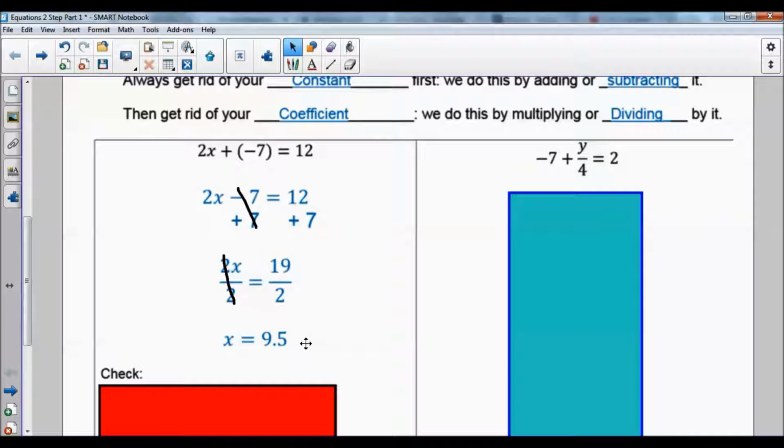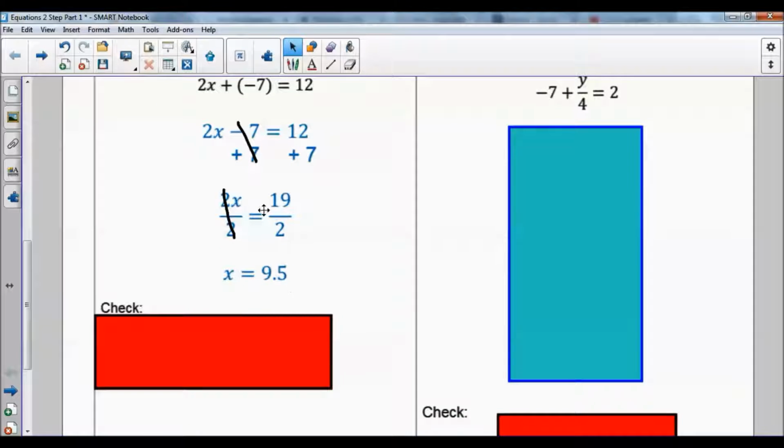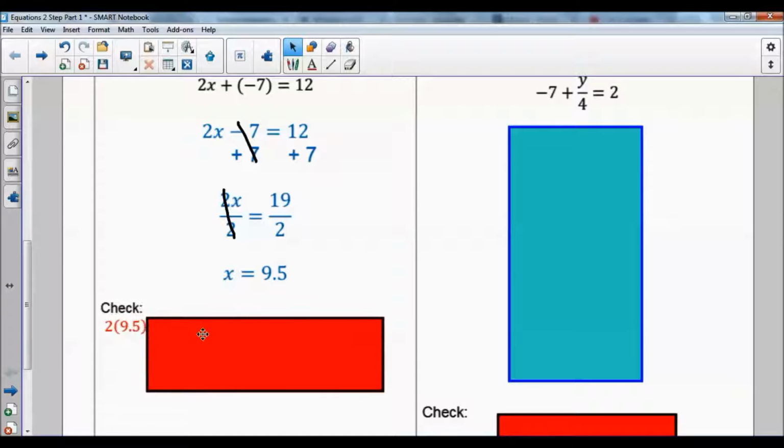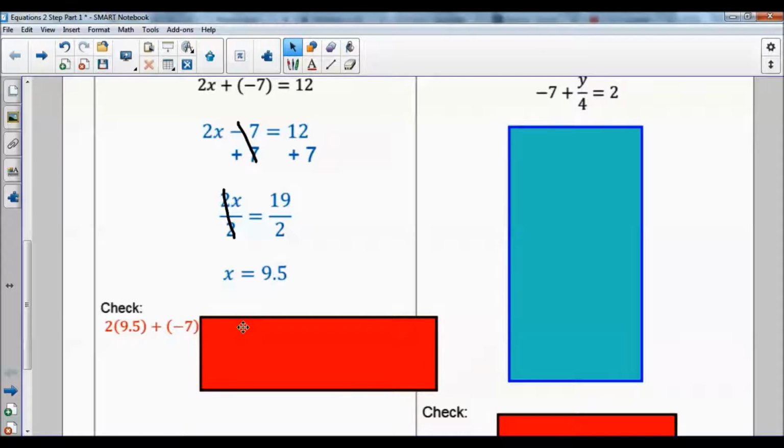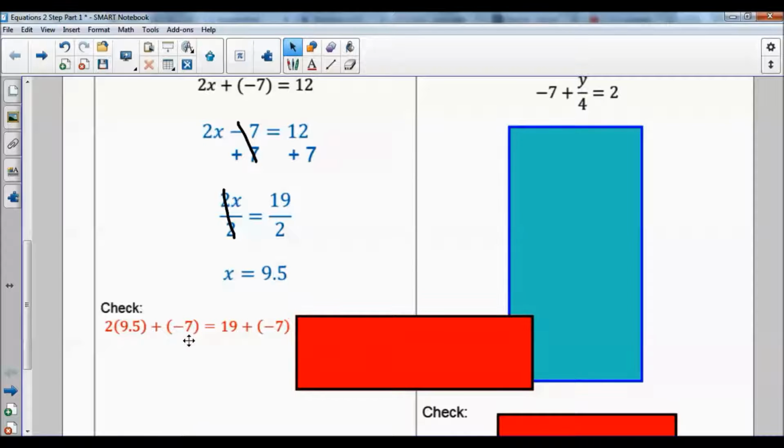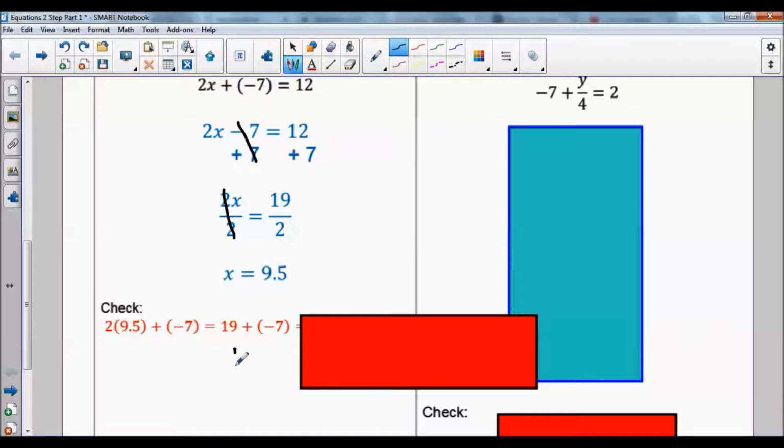Again, just like we did with one-step equations, we can check our answer. So let's look at our check. We're going to plug in 9.5 for x. So we'd have 2(9.5) plus -7. Using order of operations, we would multiply first. So 2 times 9.5 is 19. And then we solve this last part, so plus -7. 19 plus -7 is actually going to give us 12. Which is exactly what we wanted to get, right? Up here, we had our equation equal to 12, and when we found our answer and plugged it in, we got 12 again. So our answer is great.